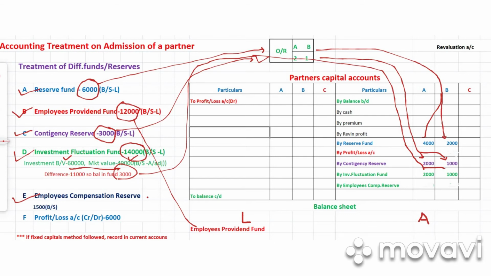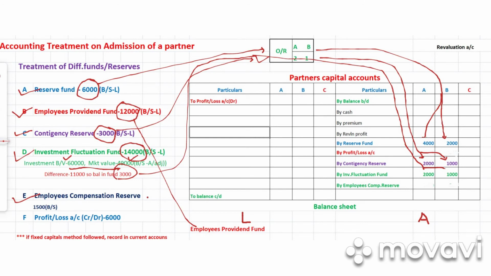Suppose the employees have some claim on any compensation due to some accident or leaving the job, etc. So they may claim some compensation. If the compensation is to be given, then the partners have to give it. So for giving this compensation, the partners may keep a fund, a reserve, well in advance.